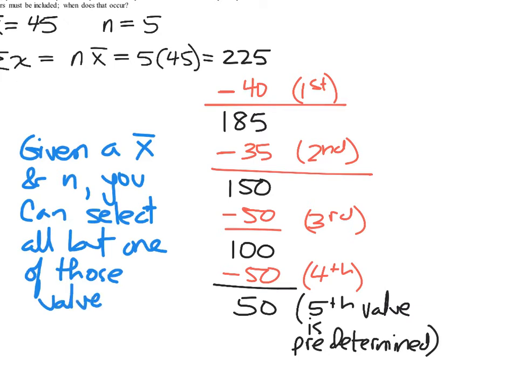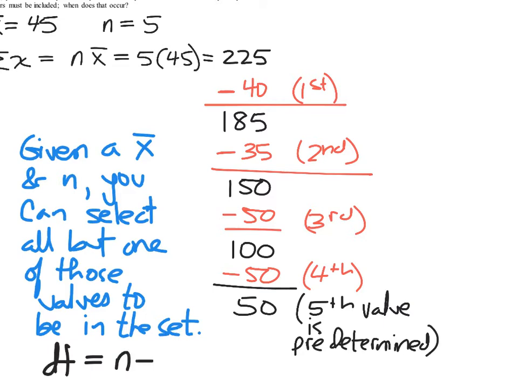Given a mean and a number of values in the set, you can select all but one of those values to be in the set. All right, so your degrees of freedom, df, would be equal to n minus 1, because the last value is determined for you based off of the decisions that you made prior to that.